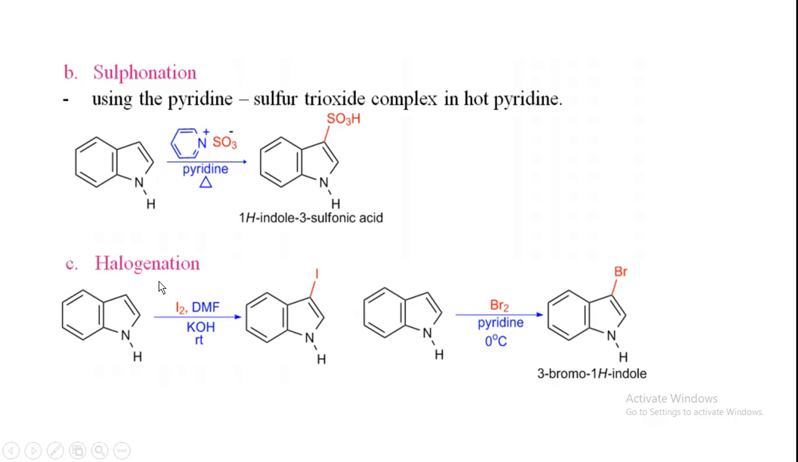So halogenation, for example iodination in dimethyl formamide, DMF is dimethyl formamide, in the presence of potassium hydroxide at room temperature, RT is room temperature. So it will attack the third position, 1 2 3, third position. Same for bromine, here also bromination, another type of halogenation reaction. In presence of pyridine at 0 degree Celsius, the attack will take place at the third position to form 3-bromo-1H-indole, and here it is 3-iodo-1H-indole.